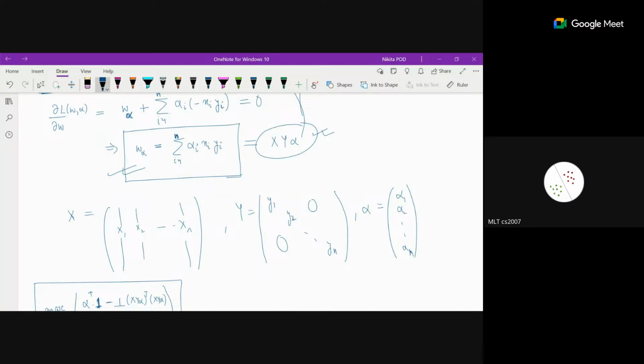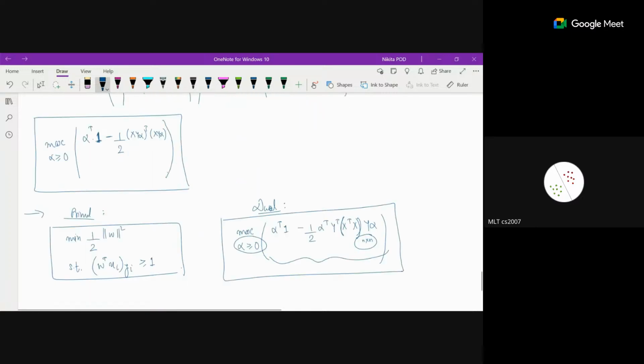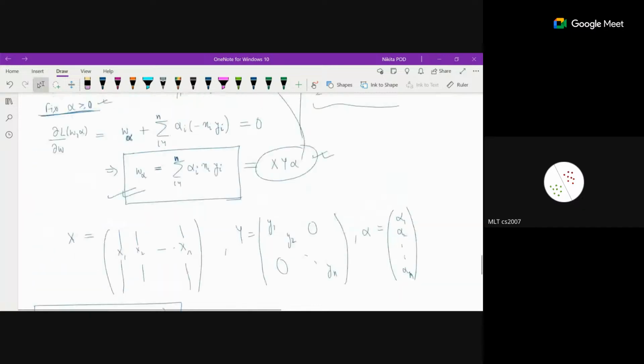But if my alpha_i's are greater than 0, then we will be able to find those data points which are contributing towards finding my optimal W star. All right, so this is what we are gaining from here. From here, we will introduce something which we also call the support vector machine.